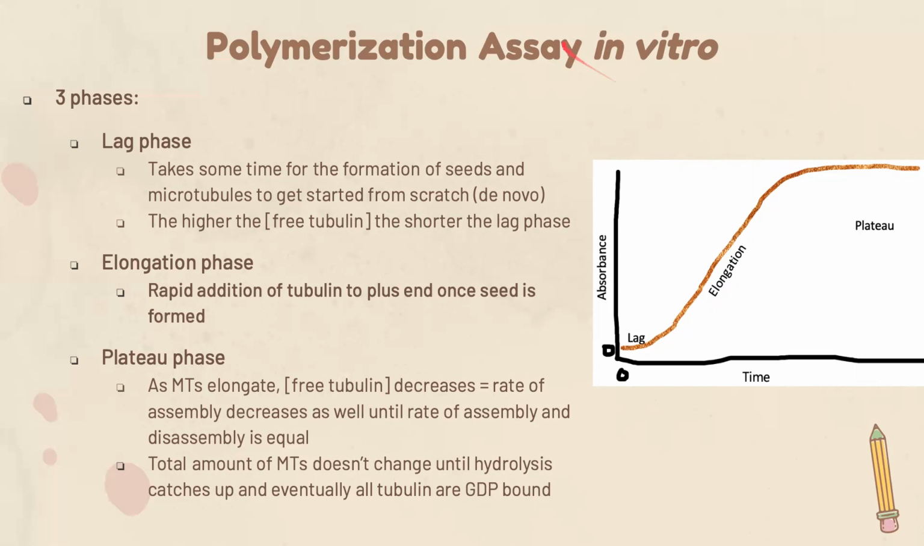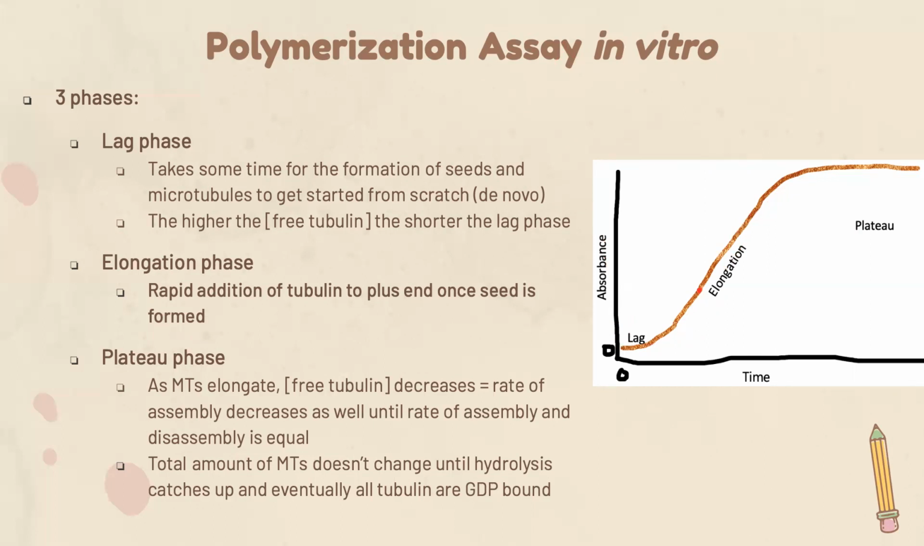microtubule. So then that goes into elongation, where once you have that seed, you're all set. You have your basis basically. Tubulin can rapidly add to the plus end. And then you have this high absorbance because you're building and you have just a lot more of this microtubule.